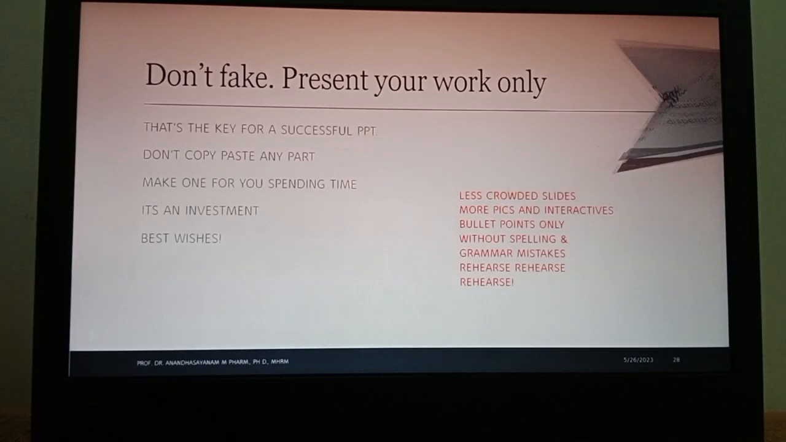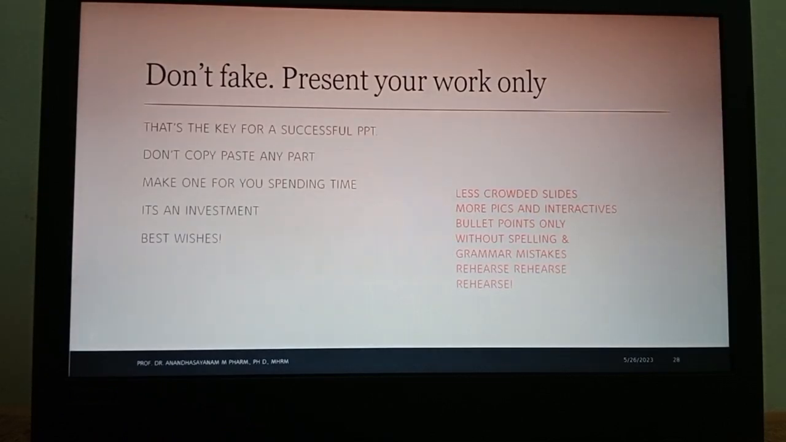So now, don't fake, present your work only. That's the key for a successful presentation. Don't copy paste any part. Plagiarism is not allowed. Make one for yourself, spending time. It's an investment, right? By spending time, you will have to do a presentation. There is nothing like copy pasting and presenting it.